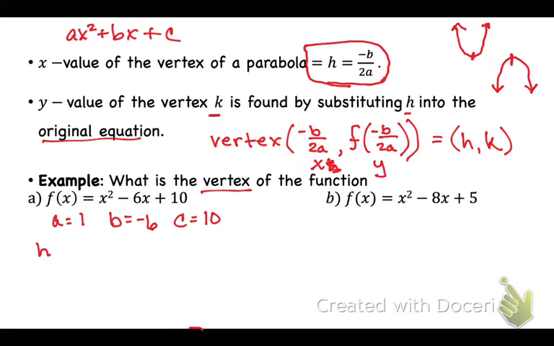Okay, so I want the vertex. So my h of my vertex equals negative b over 2a. So that means change the sign of the b and put it over 2 times a. So b is negative 6, so I'm going to write what? Positive 6 over 2 times 1. So the h is what? Okay, so I have 6 divided by 2 times 1. 2 times 1 is 2. 6 divided by 2 is 3.